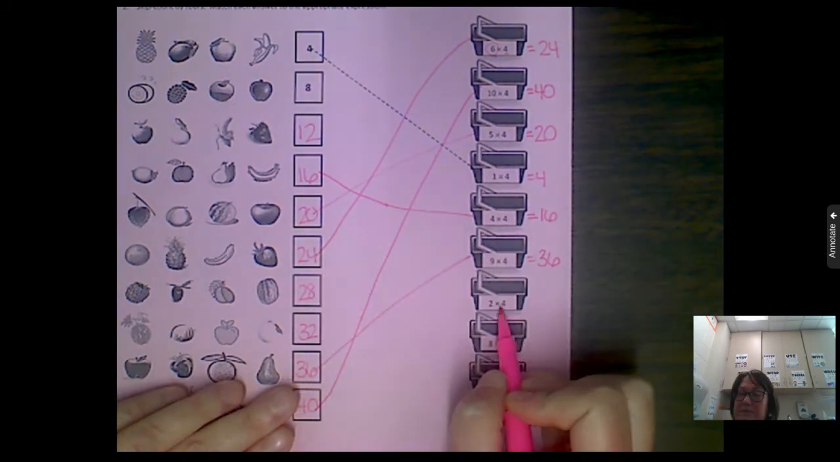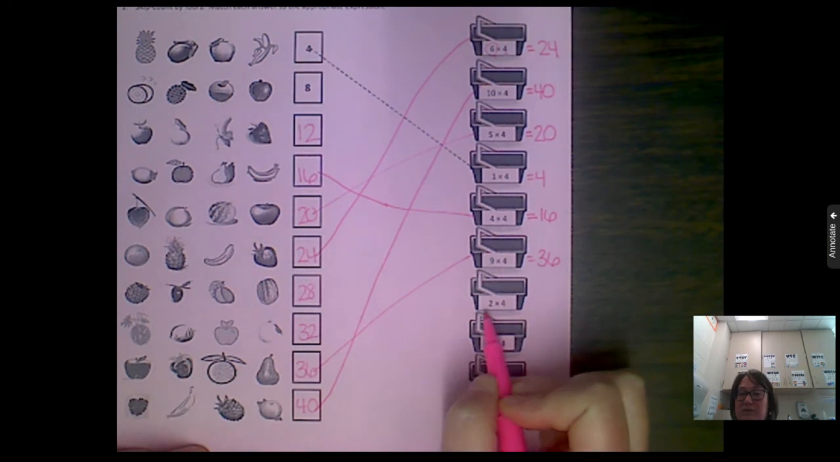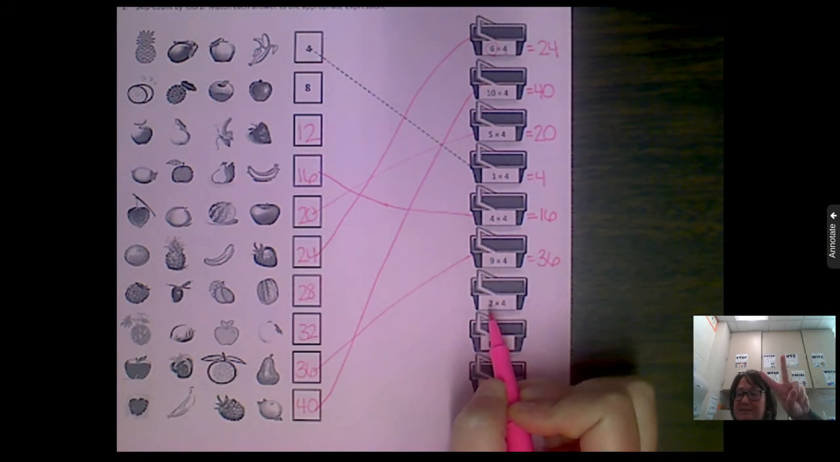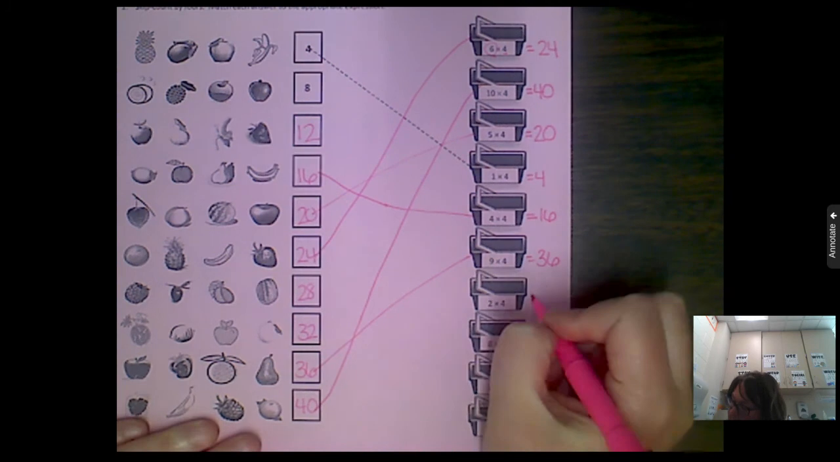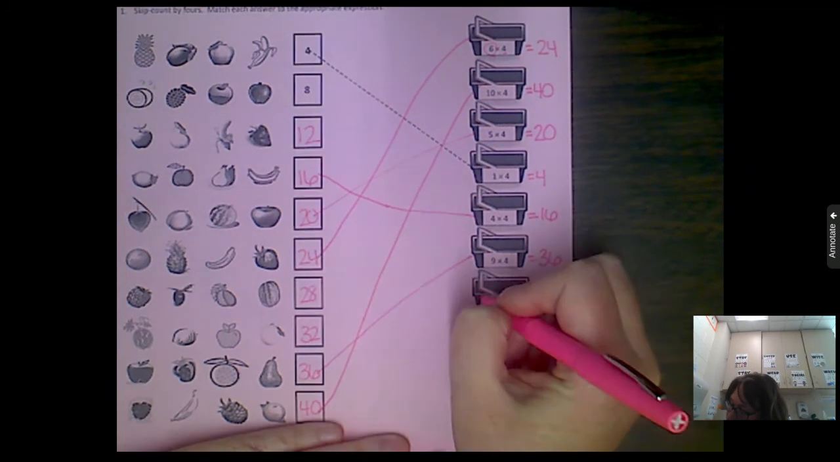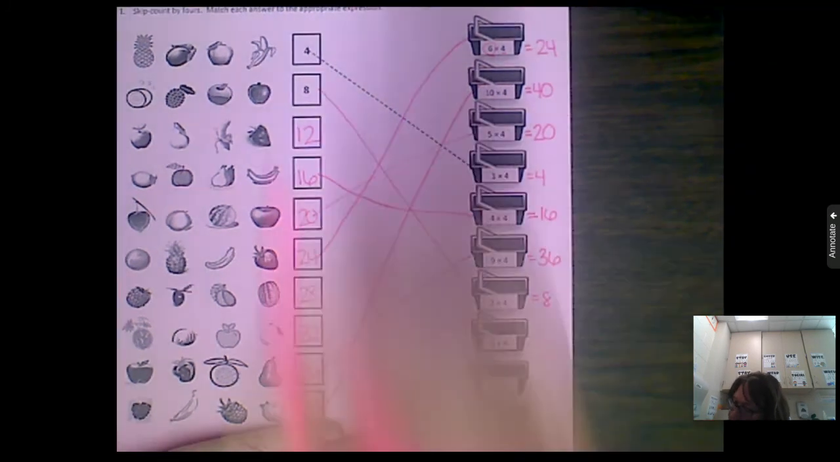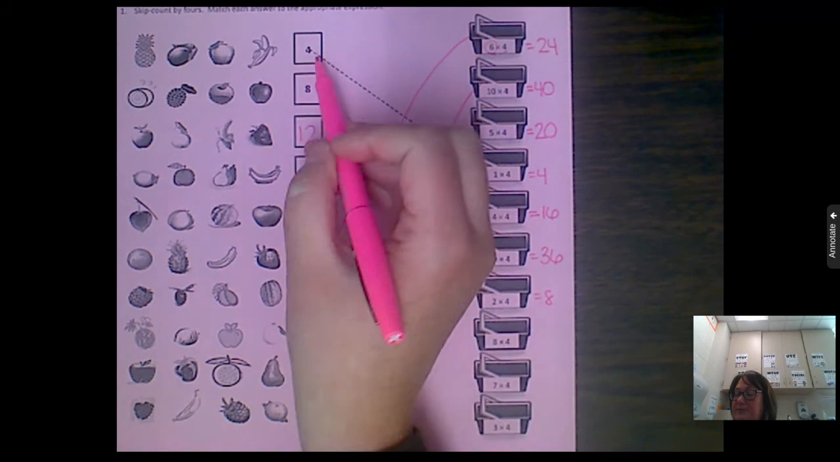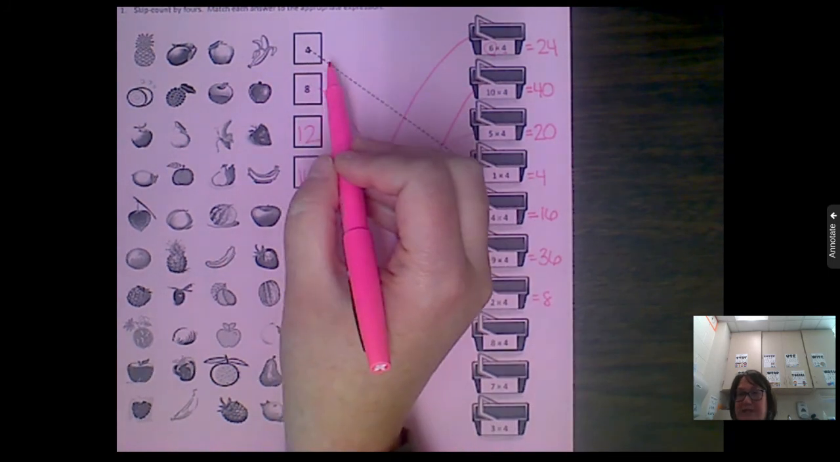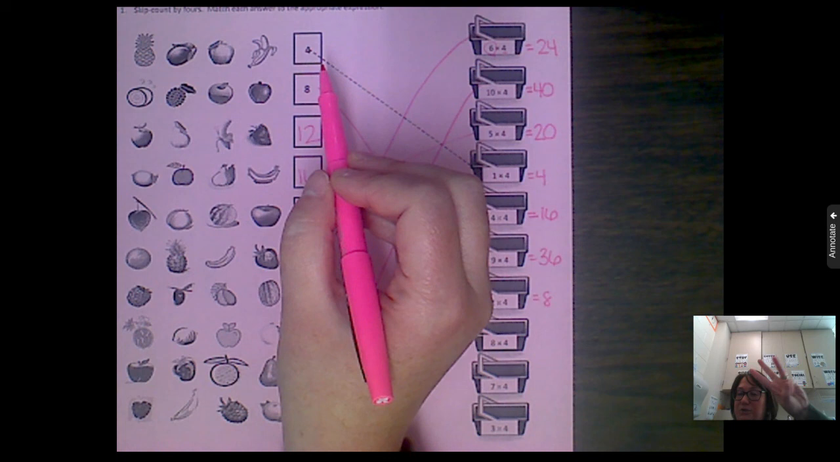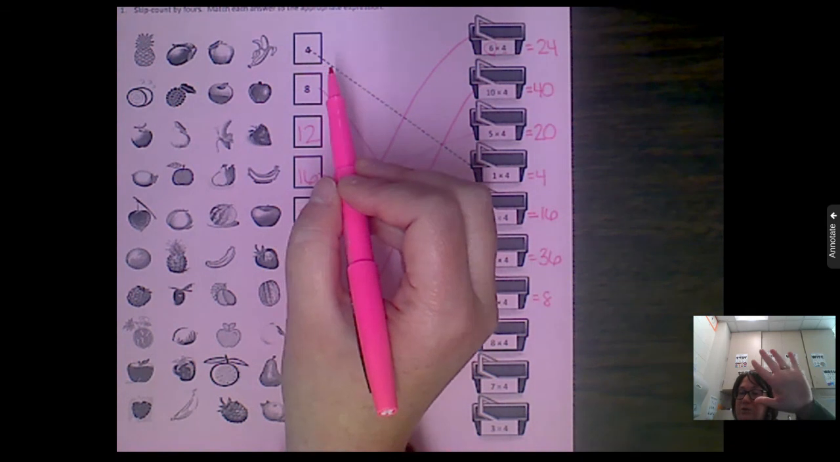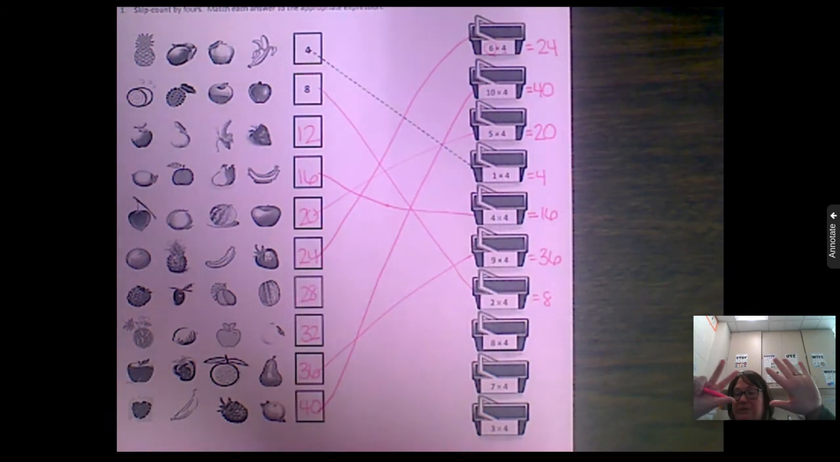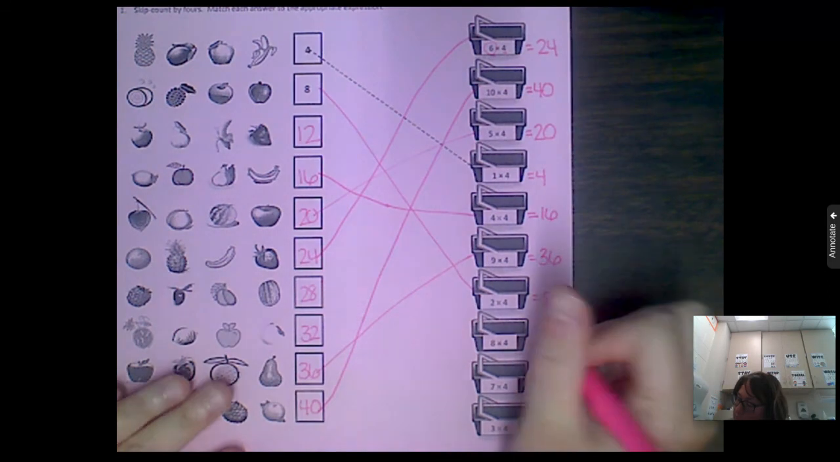Okay. 2 times 4 means I'm counting by fours 2 times. 4, 8. Right? So that one's nice and easy. So connect that to the 8. 8 times 4, I'm counting by fours 8 times. Are you ready? So you can use this to help you count. Here we go. 4, 8, 12, 16, 20, 24, 28, 32. So that one equals 32.